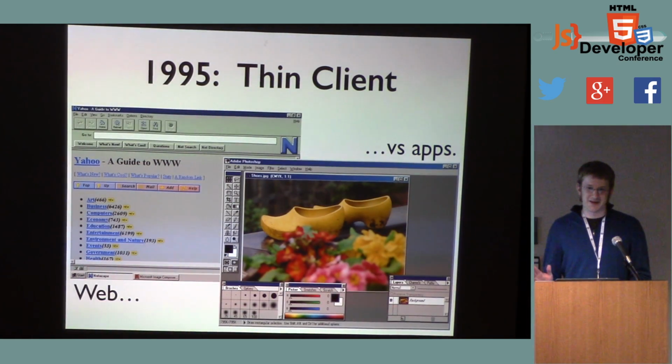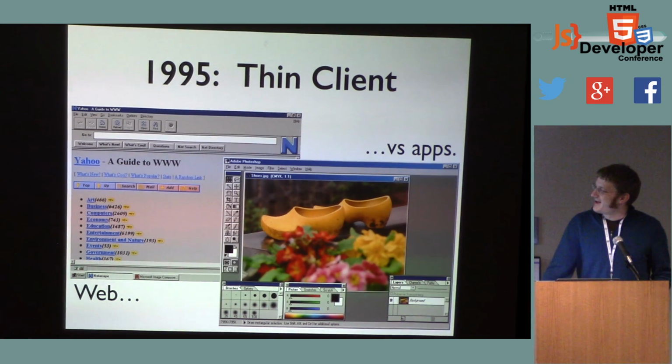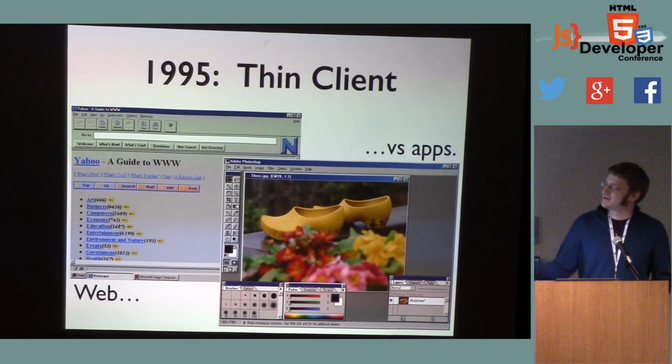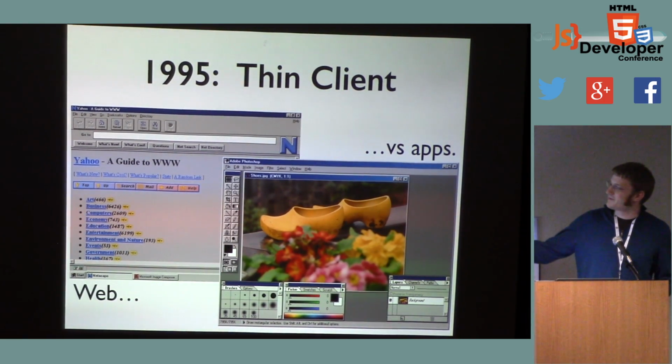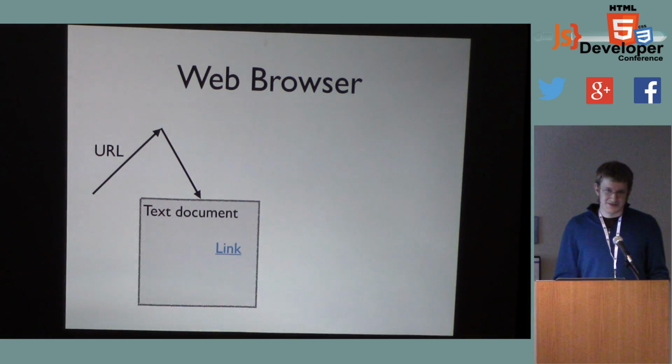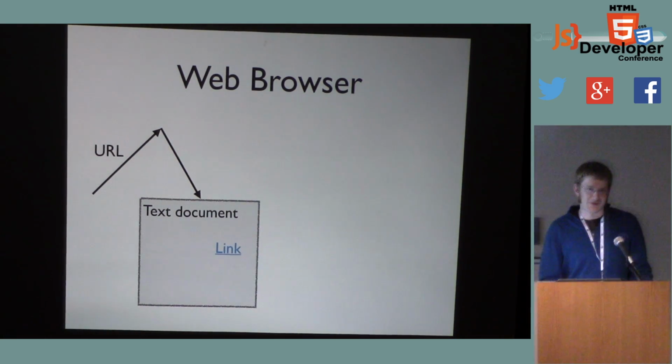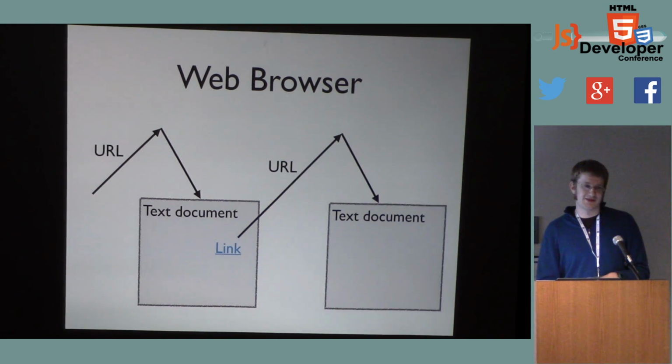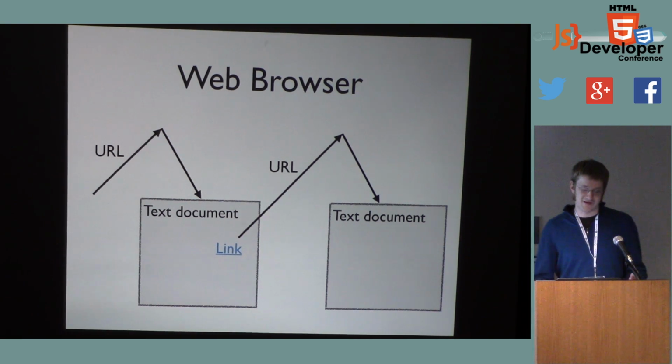So I'm going to go back in time 20 years. This is 1995. And the point I'm trying to make is that the web came from these humble beginnings. The web did not run apps. You had your apps. This is Photoshop 3.0, and it's really fancy. It has brushes and colors and palettes and stuff. And this is Netscape 1.0, showing Yahoo. Basically, it's got links and it's got text, and you can tell your web browser to fetch a text document, and you can click on a link, and you get to another URL, which gives you another text document. And this is not really an app. This is just text documents.